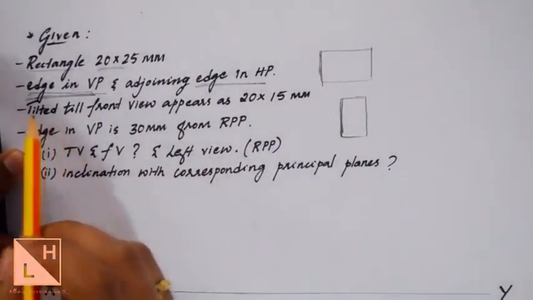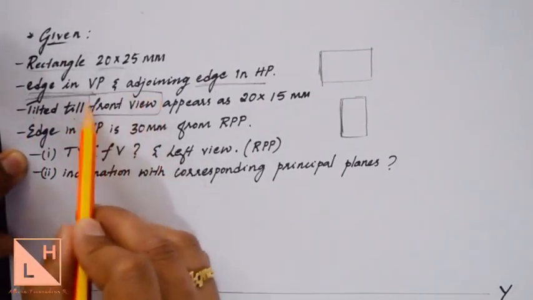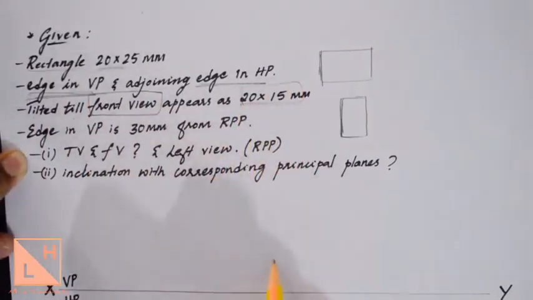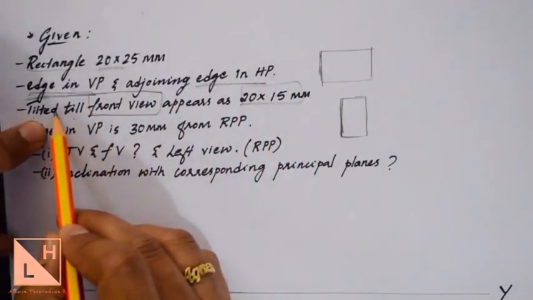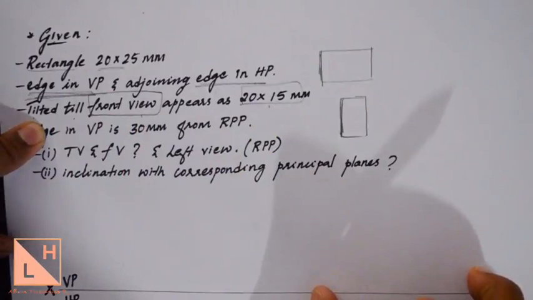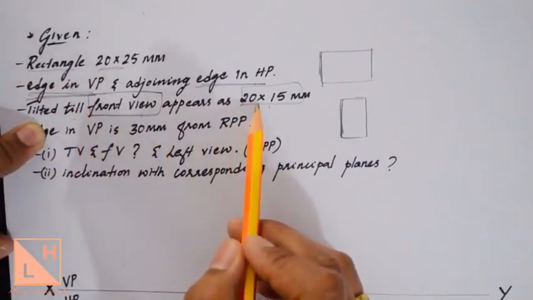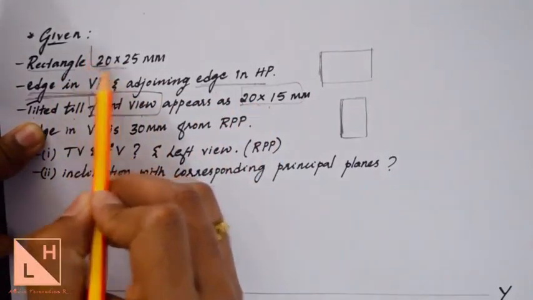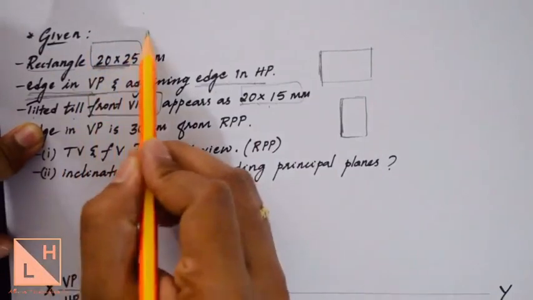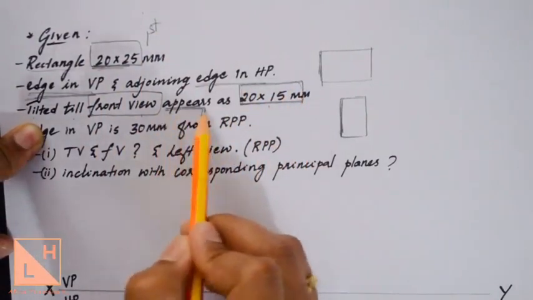So in this problem, if you read the next data, this rectangle is tilted till the front view appears as another rectangle of 20 by 15, right? So here the rectangle is being tilted till the front view becomes another rectangle. We have seen in the previous problem that if a rectangle is rotated, it might appear as a square, or if a square is rotated, it might appear like a rectangle. But in this case the rectangle is tilted such that it again looks like a rectangle but of a different dimension. The first position rectangle here is 20 by 25. So this is the first position.